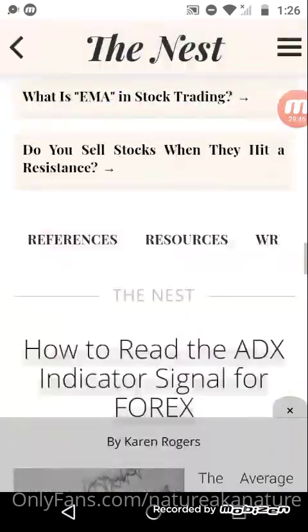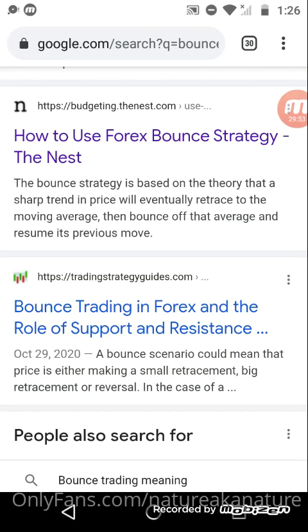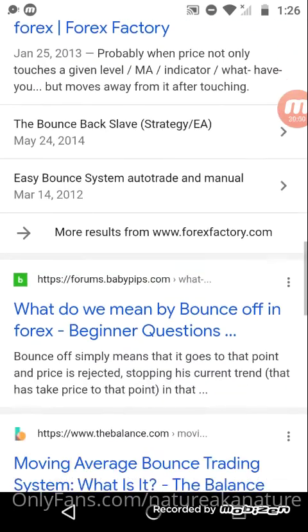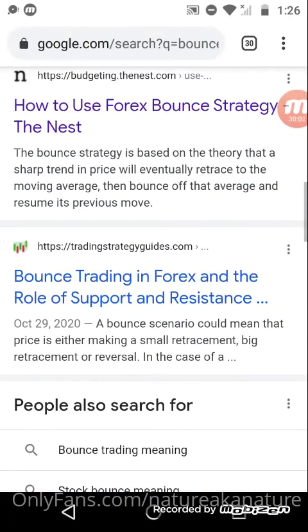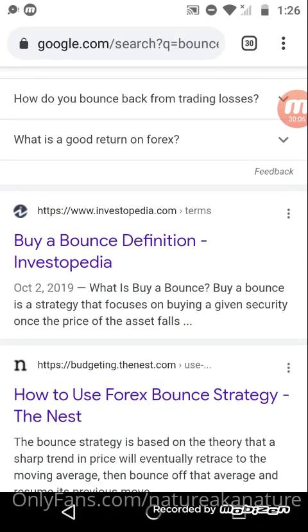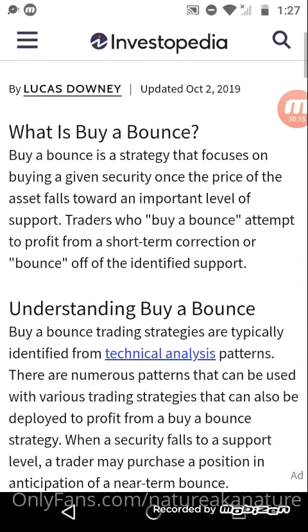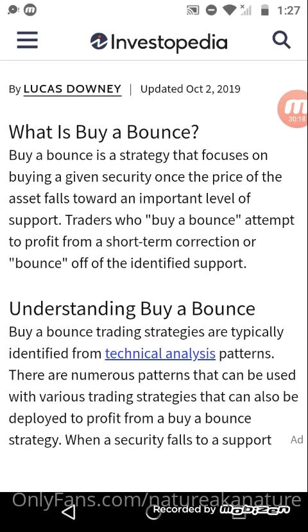So the price will always hit the support and resistance level before reversing and going back in the trend that it wants to go. So this is very important. Once it hits your support level, traders will buy off the bounce and attempt to profit from a short-term correction or a bounce back off the identified support levels. I'm going to show y'all all this in the market and in the later videos, and how to actually put this all together.